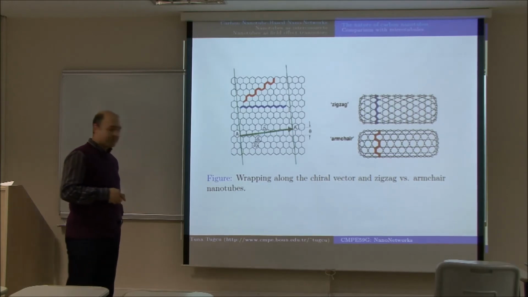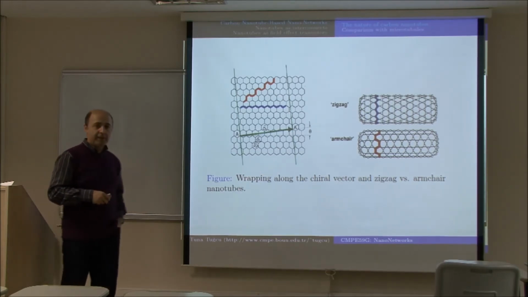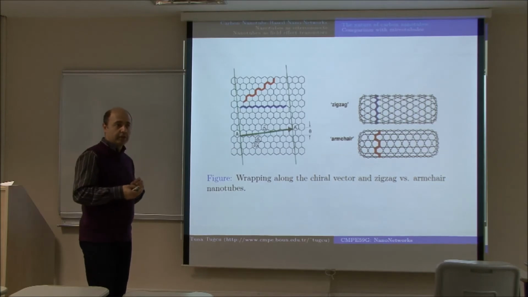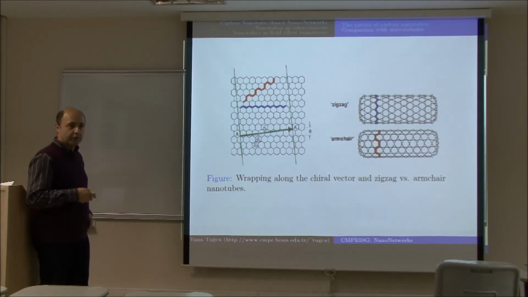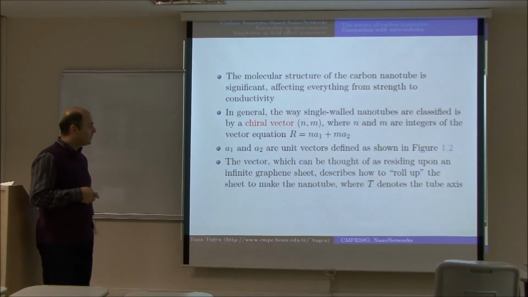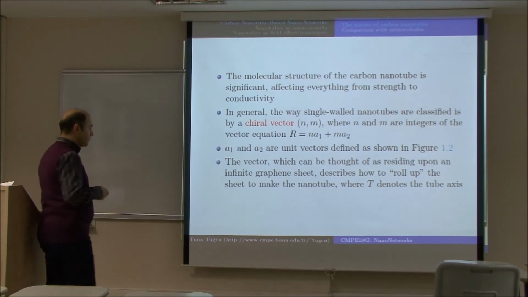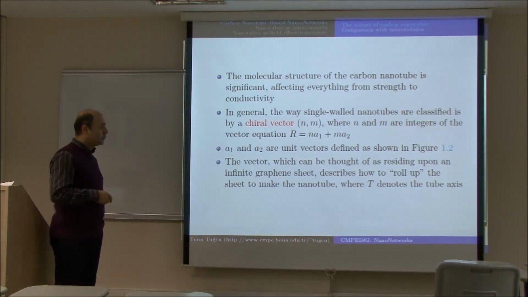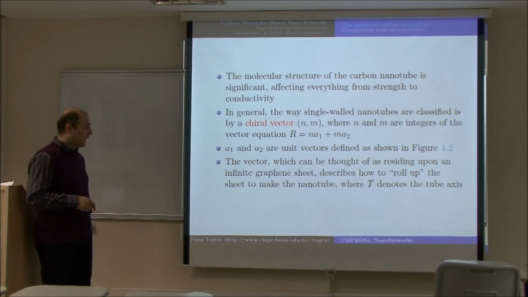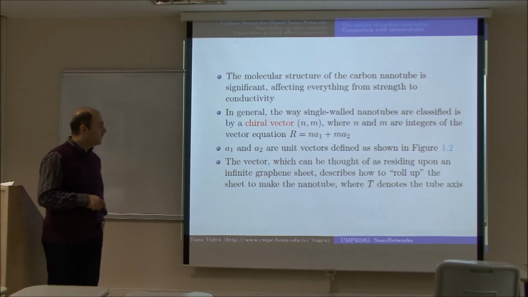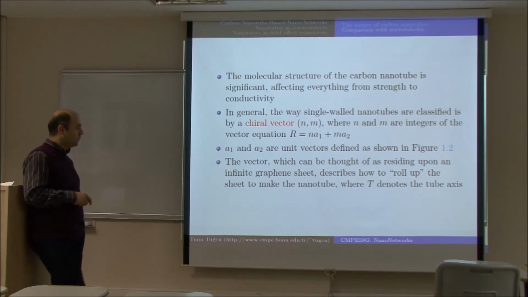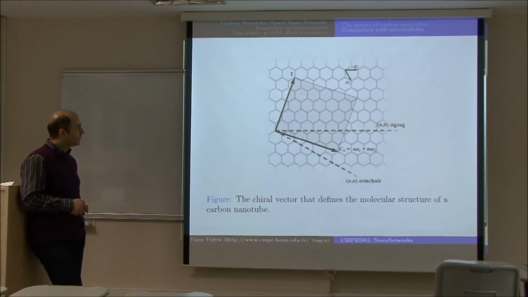So, according to how you wrap this ribbon, you get a different layout for your carbon nanotube. And this, as we said, affects the conductivity and strength. So the vector can be thought of as residing upon an infinite graphene sheet, and this chiral vector describes how to roll up the sheet to make that tube. And T, as we said, is denoting the axis of the tube.